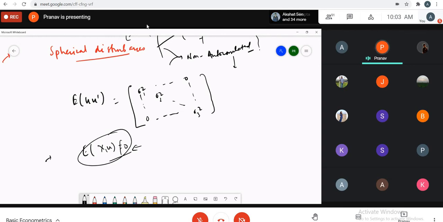But the problem becomes real is a consistent estimator, and that's why we must not use.